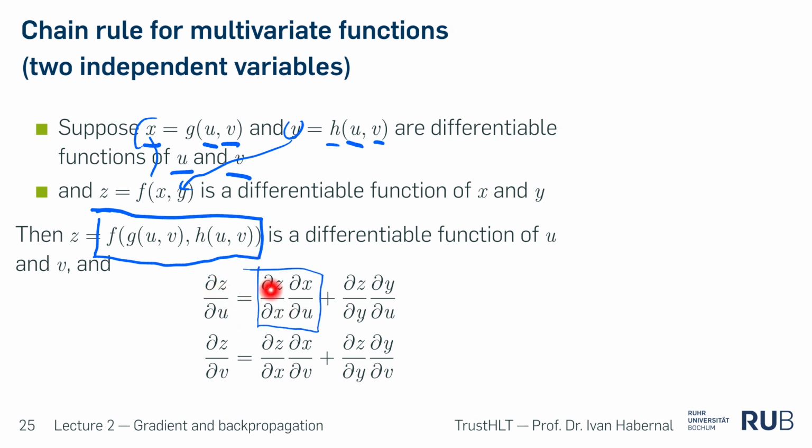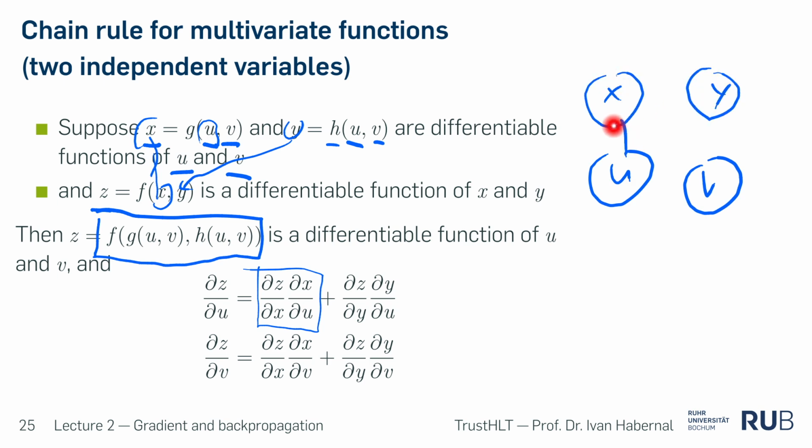So partial derivative of z with respect to the first function, which is x, and partial derivative of x with respect to the first variable, plus the other path. If you think about it, we have u and we have v, and they go to x and y, so they go like that. So this is something like a computational graph, and they go to f. So these are the dependencies, the information flow. From u it goes to x and to y, and v goes to x and y. These are these two functions, and then these two functions go to f, as we have here.